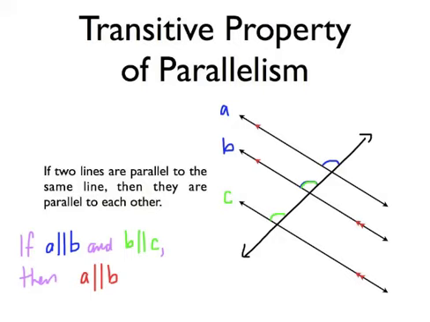Oh, wait a minute. That means that these corresponding angles are congruent by the transitive property, and then by the converse of the corresponding angles postulate, the two lines are parallel.